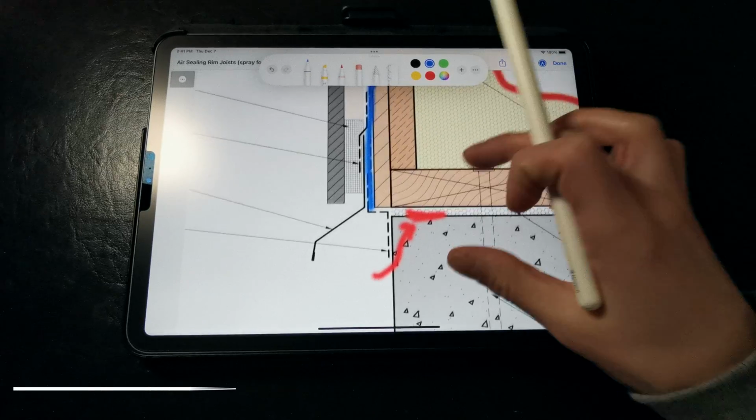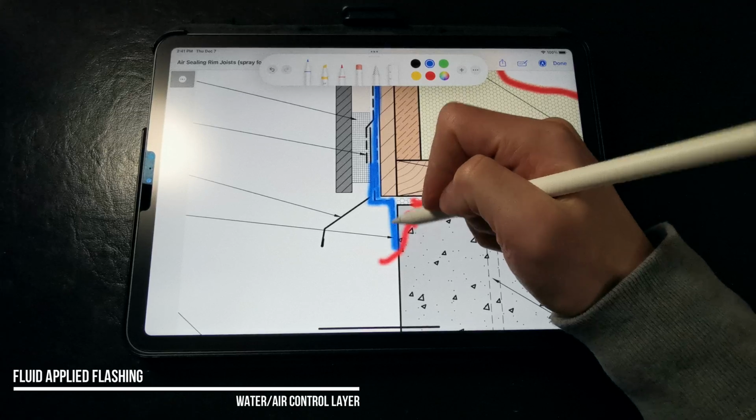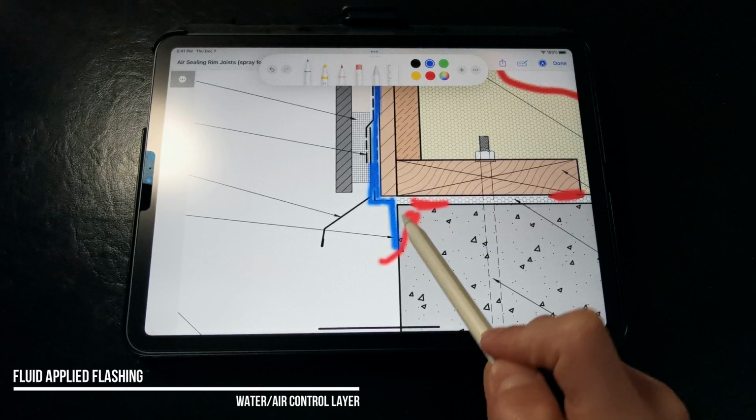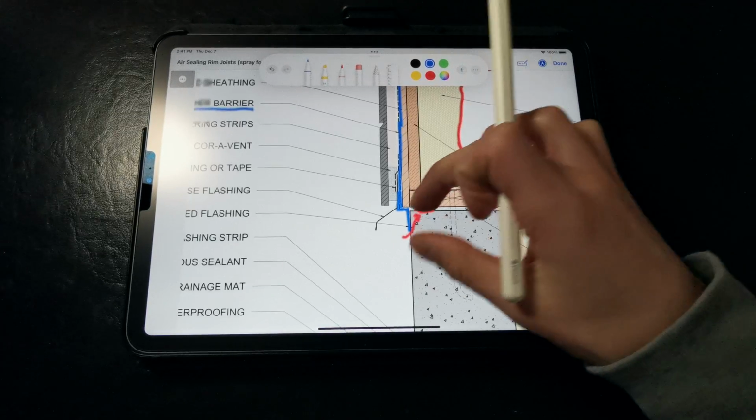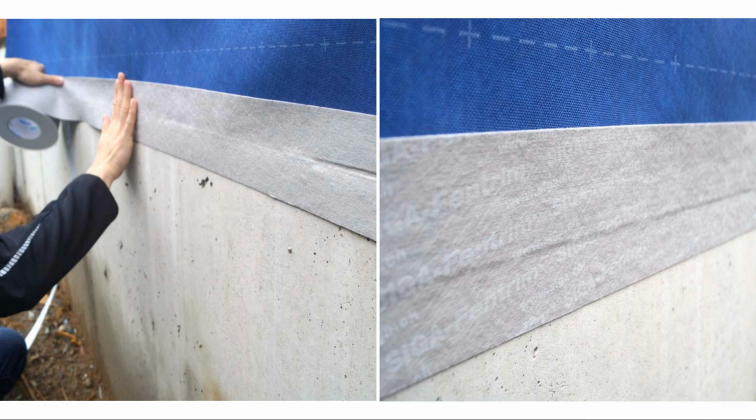Then we want to come back with a fluid-applied flashing at the base of the wall to seal off this sensitive connection. When we're dealing with concrete to wood framing connections, we need something that is compatible with both materials, the WRB, and that is flexible enough to bridge the connection. We could also use a compatible flashing and air sealing tape with a primer like Sigafentrum or Tescon Vana from ProClima.